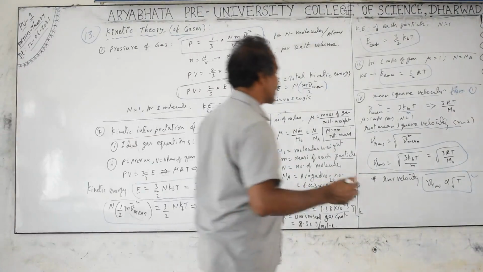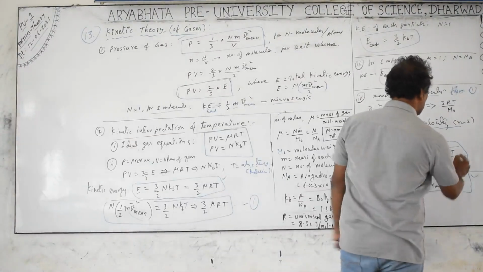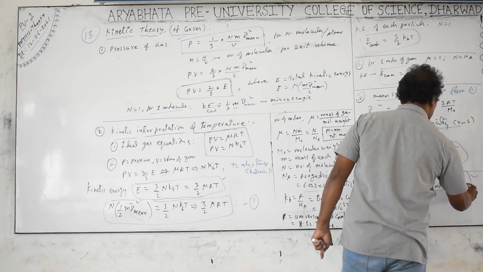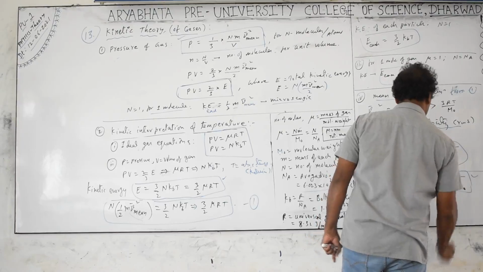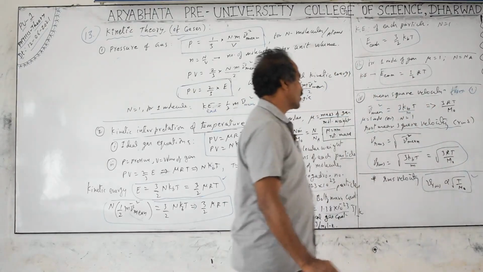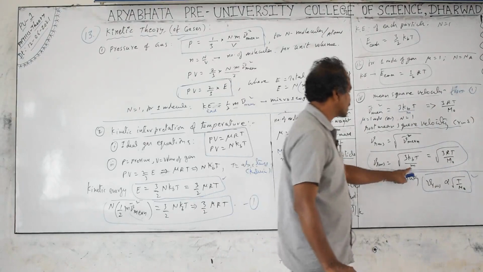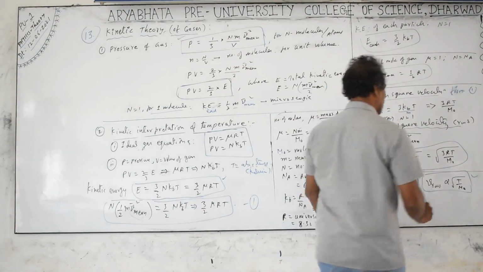On what factors does the RMS velocity depend? RMS velocity depends on the absolute temperature and molecular weight, the remaining quantities being constants. Or you can take it in terms of the mass of the gas particles.